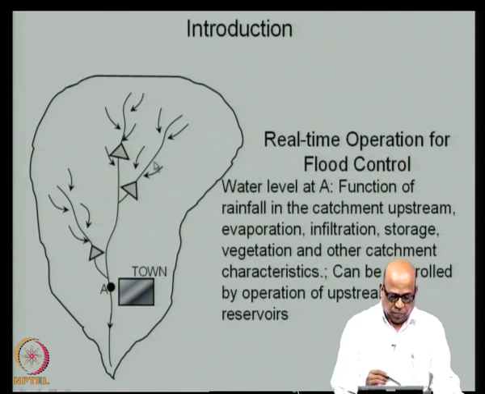We look at another problem. Let us say you have a basin like this, there is a stream network, and then there are certain reservoirs planned or operated or existing already, and then there is a town here. In the absence of these reservoirs, let us say that there is a heavy high intensity rainfall that takes place here, and then this area gets flooded, because all of these flows will come here, and then the town is vulnerable to flooding.